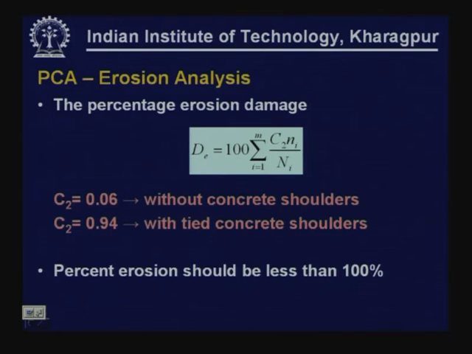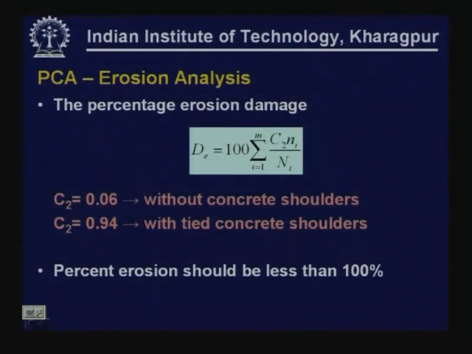Again, small ni as discussed in the previous slide, or as discussed in the case of fatigue damage analysis, is the number of repetitions of group I, and capital Ni is the number of repetitions the slab can sustain as per the criteria given in the previous slide for a given load, because we can calculate the corresponding deflection for that load, and for that deflection for a given pavement system how many repetitions it can sustain can be obtained from the erosion criterion given in the previous slide. So, the total percentage erosion should be less than 100%.